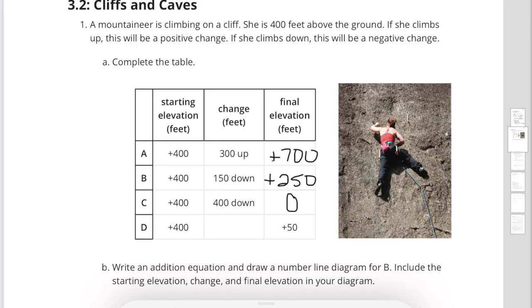On D, if you start at positive 400 feet and your final elevation is at positive 50 feet, that means we know we had to go down to get to 50 feet. To go from 400 down to 50, we would have to move 350 feet down.